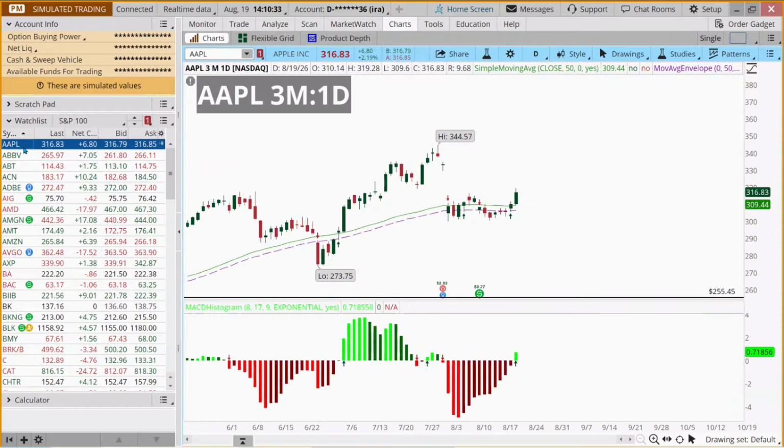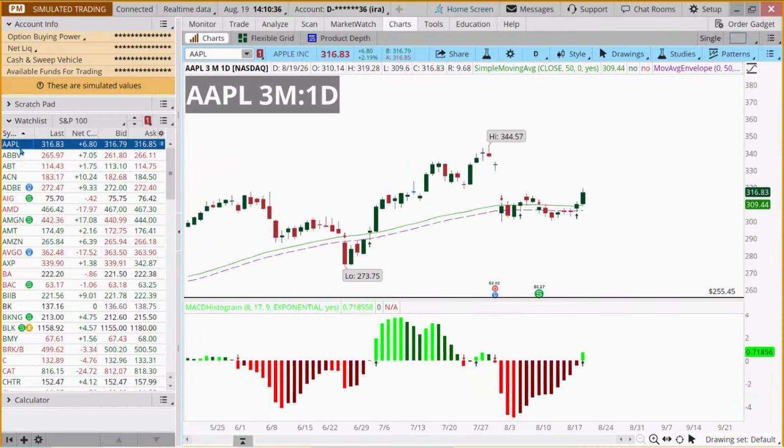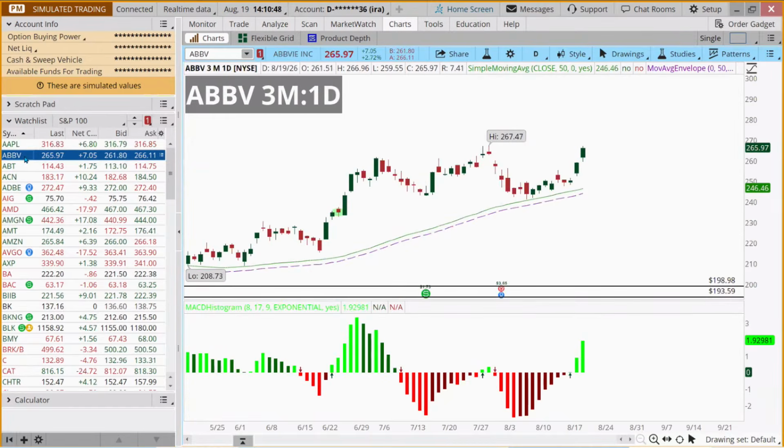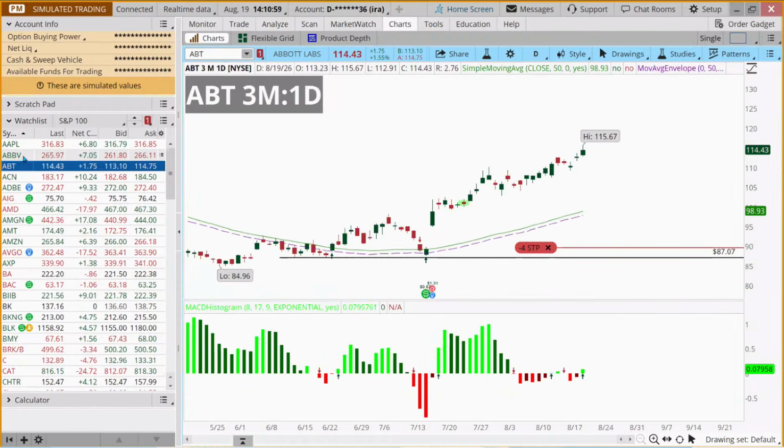Apple. So you're looking at the chart, you're looking at the right side. Usually I'll start with the MACD. I look at the prices above the moving average, and that was 10 seconds. So jot the symbol down. ABBV, valid buy signal or no? 5, 4, 3, 2, 1. Next. ABT, valid buy signal or no?